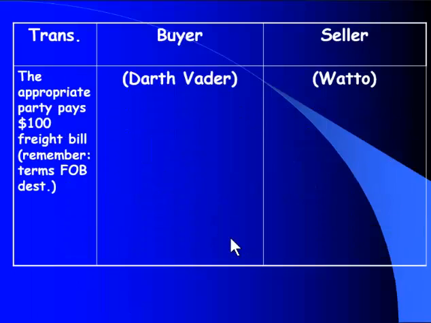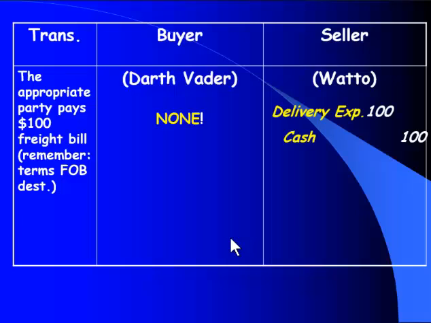Freight bill, FOB destination, legal title to the goods passes when they arrive at the destination. So the whole time the goods are in transit, who do they belong to, the buyer or the seller? They belong to the seller. The seller pays the freight cost with a debit to what? Delivery expense. Okay? And since we paid it, we'll credit cash. Buyer does nothing. Only one of the two parties records the freight cost.